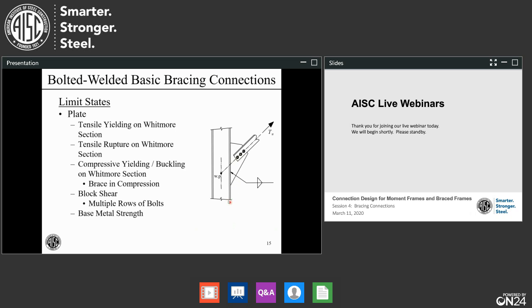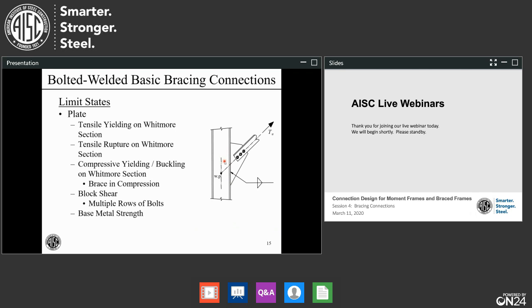We could have block shear. As a limit state, we would check it if we have more than one row of bolts. Finally, we have the base metal strength down here at the weld. Also, just naming the other limit states, we have weld rupture, and then we also have whatever column limit states apply.